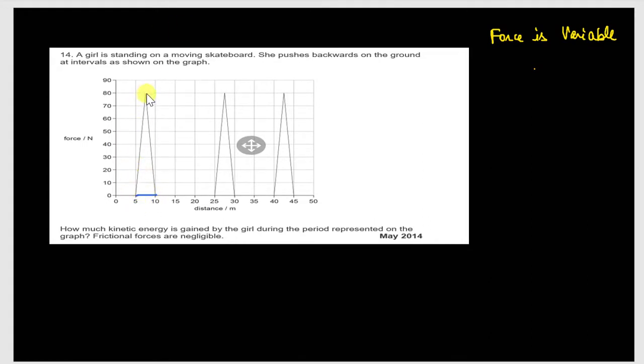It increases to 80 Newton, falls down. Then she continues moving. Then again in the next interval of 5 meters, again the force goes up, comes down. And again the force goes up and comes down. So this is the case of a variable force.